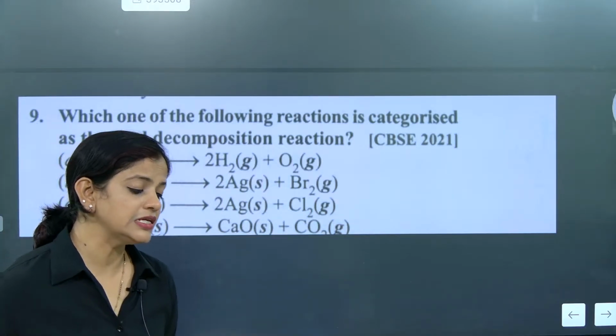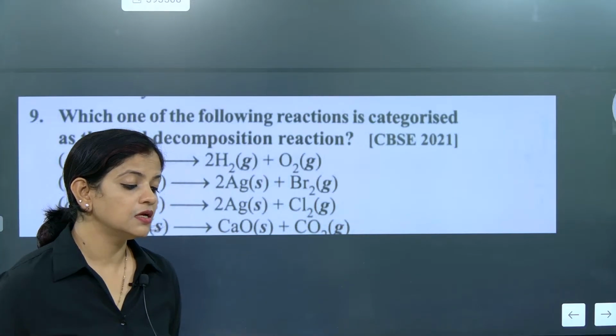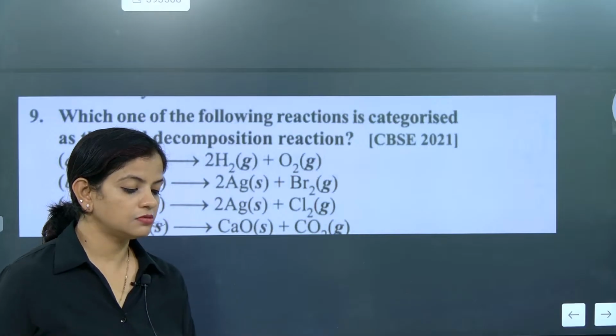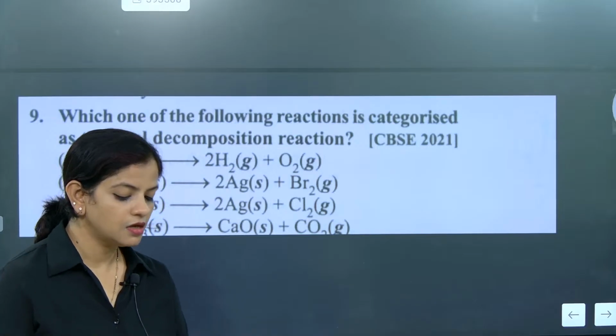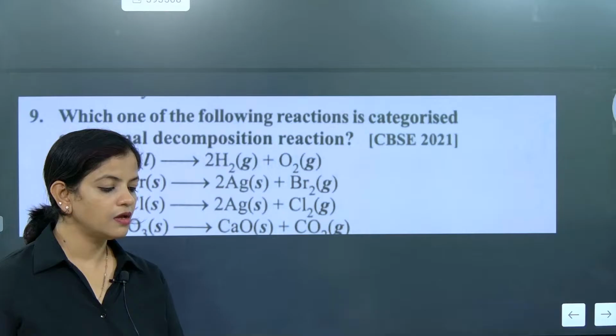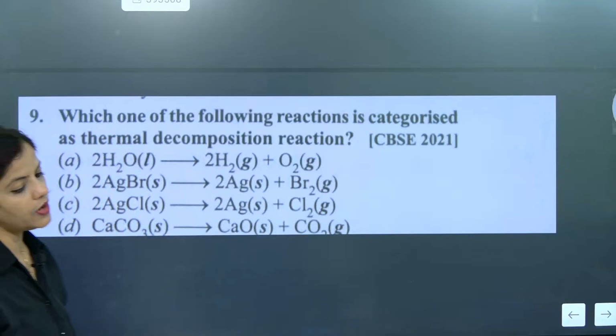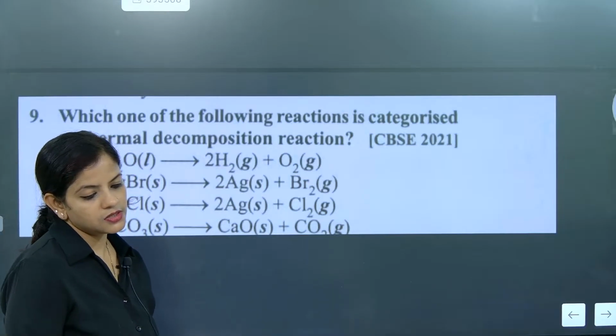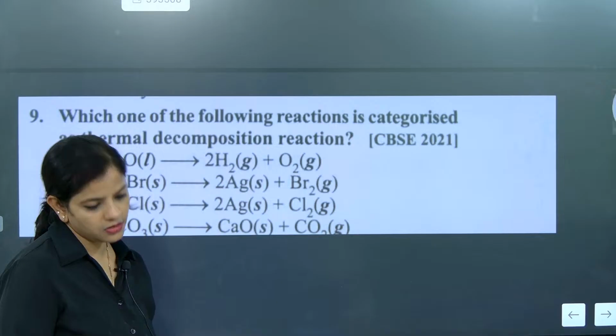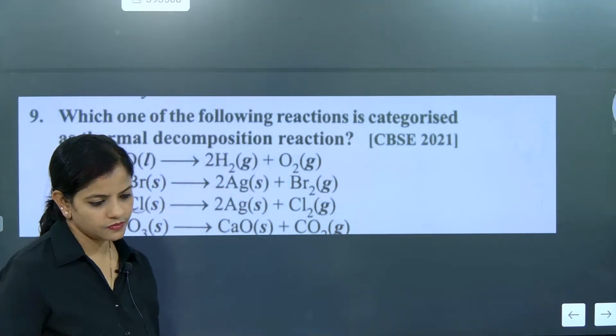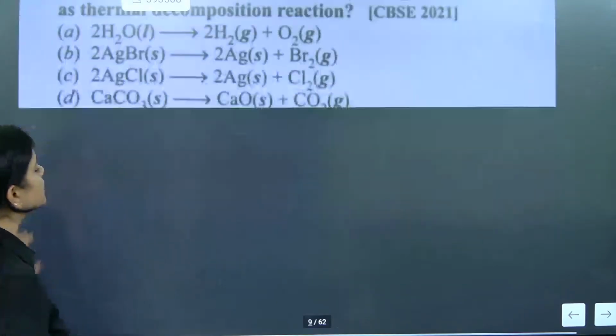First one is electrical. Second and third one is photochemical. Okay, last one is the correct answer. We'll go for the next one.